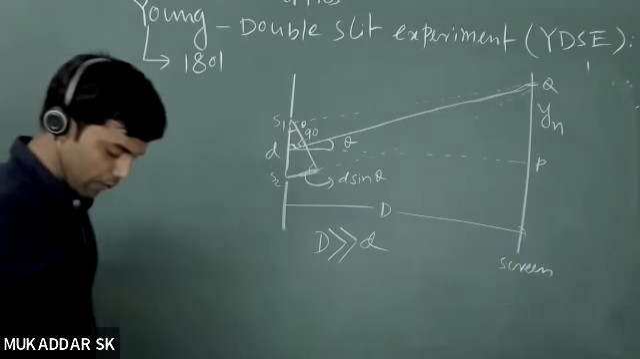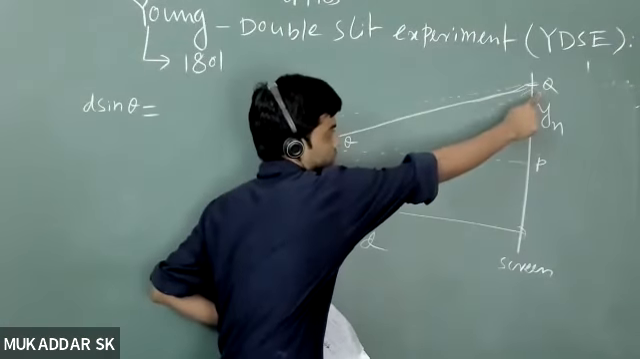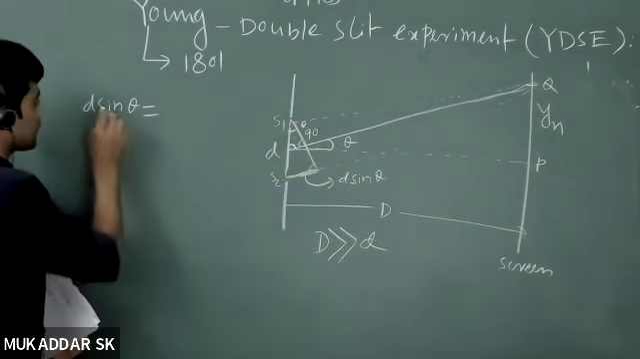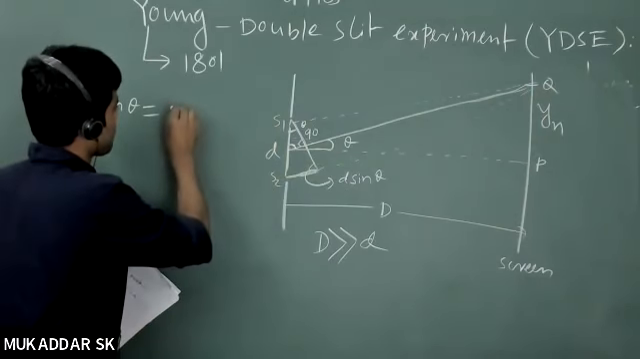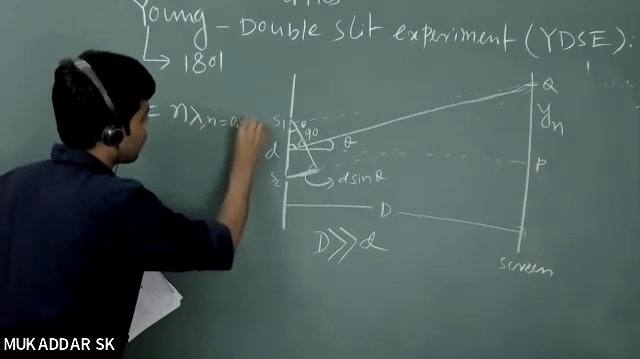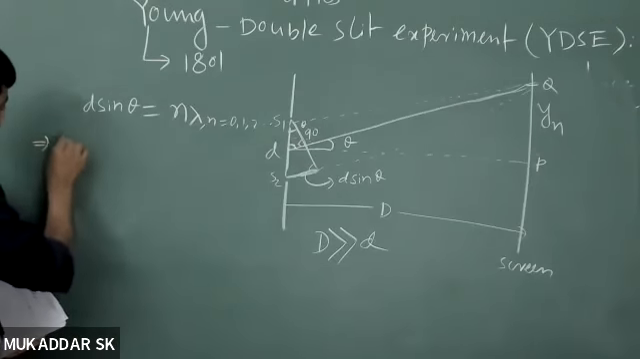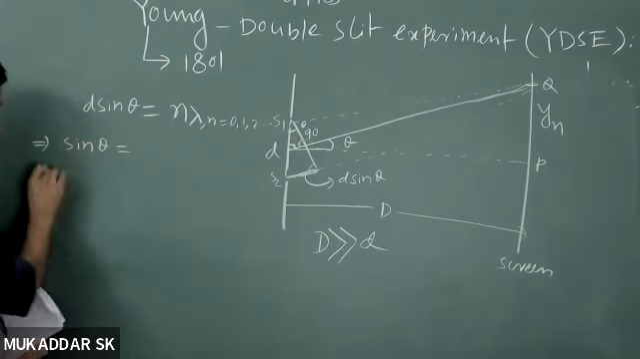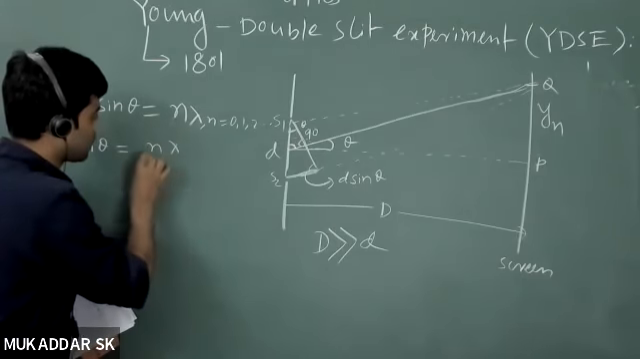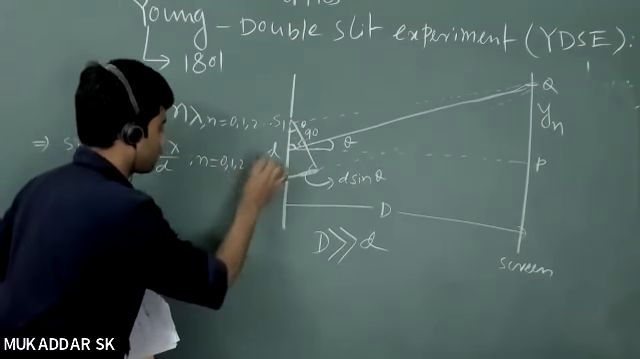Now, just a few minutes back, I told you for constructive interference, suppose this point is making constructive interference, or you are getting a bright spot. It means the path difference should be of what order? n lambda, right? And n should be either 0, 1, 2, and so on. It means sin theta will be n lambda by d, where n will be 0, 1, 2, and so on.